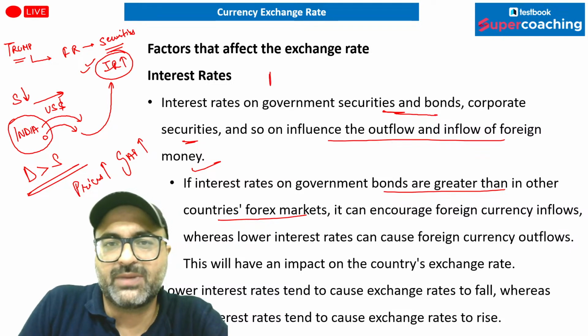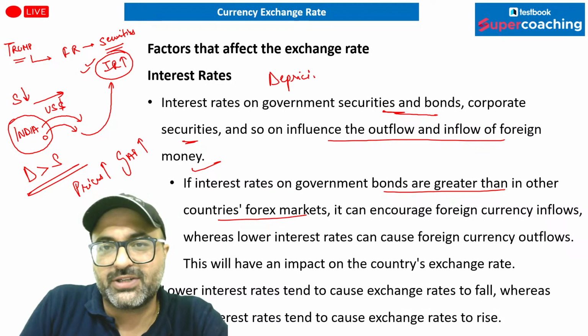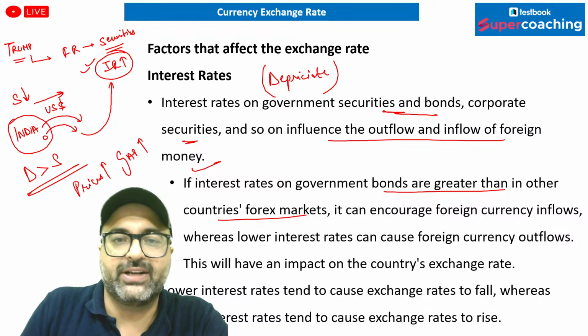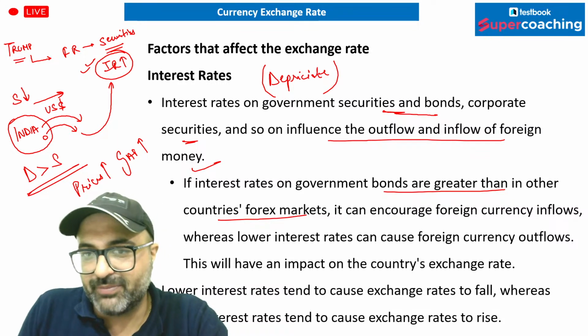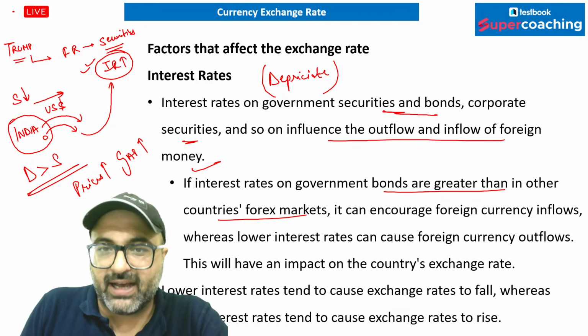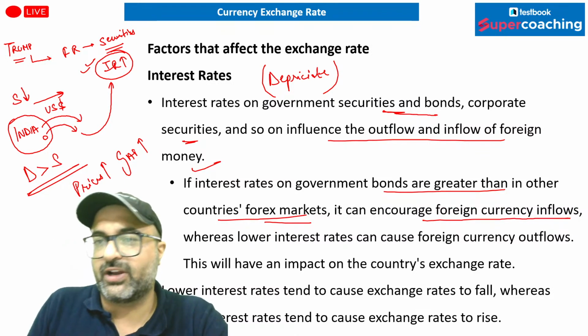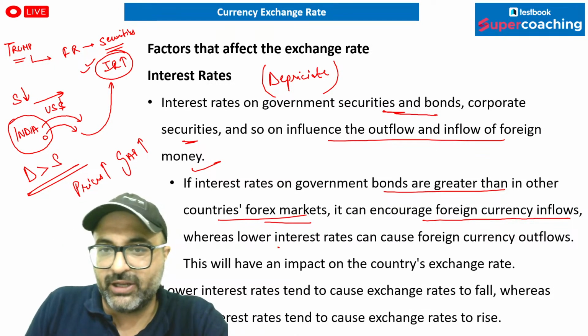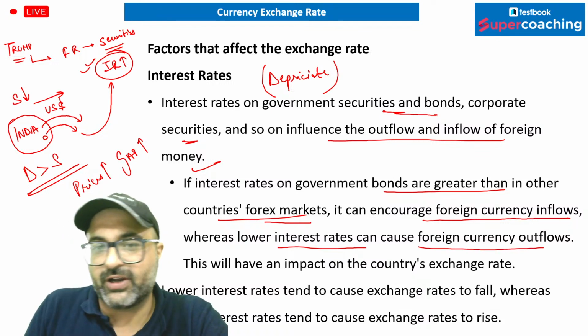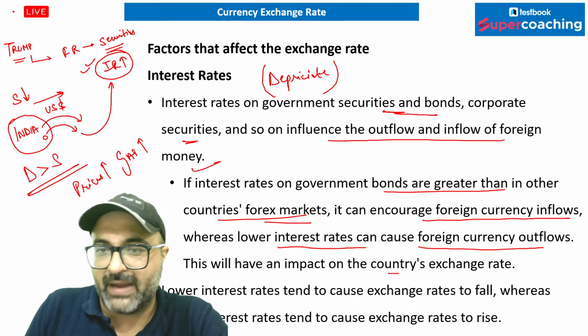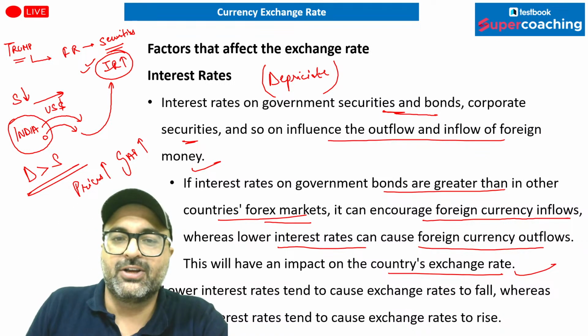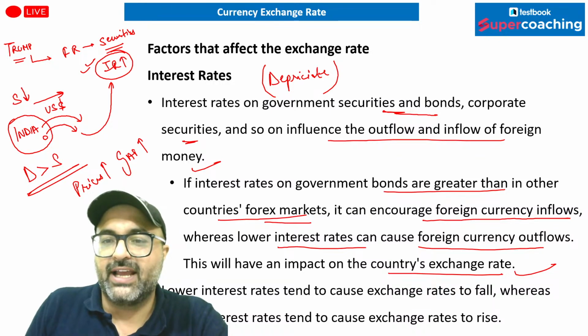Gap increases means currency will depreciate. So if the interest rate on government bonds is greater than in other countries' forex market, it can encourage foreign currency inflow, whereas a lower interest rate can cause foreign currency outflow. So this will have an impact on the currency exchange rate. Lower interest rates tend to cause exchange rates to fall.